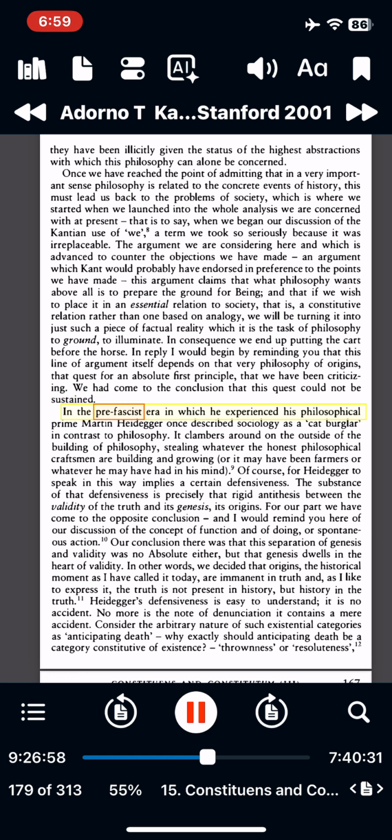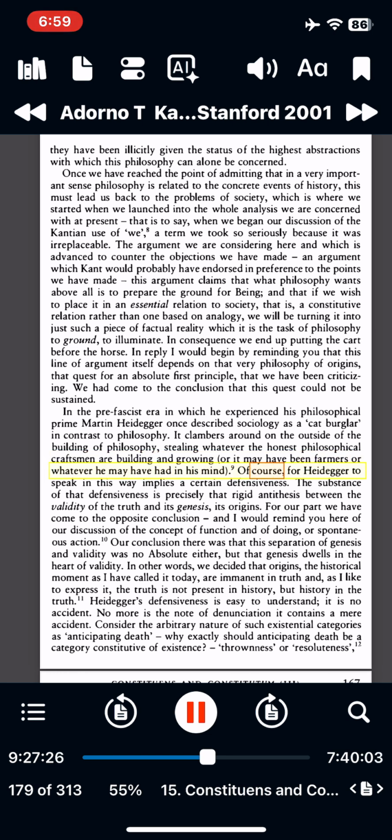In the pre-fascist era in which he experienced his philosophical prime, Martin Heidegger once described sociology as a cat burglar in contrast to philosophy. It clambers around on the outside of the building of philosophy, stealing whatever the honest philosophical craftsmen are building and growing, or it may have been farmers or whatever he may have had in his mind.